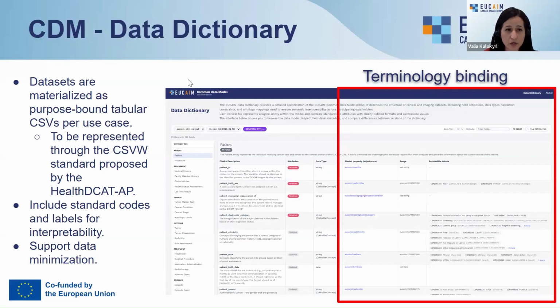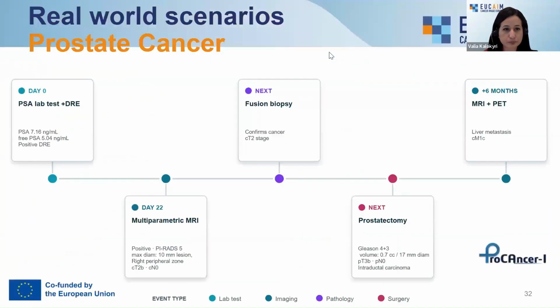So in EUCAIM, all our data sets are materialized based on this data model as, we say, purpose-bound CSV files. And they will also be represented using the CSVW standard that is proposed by the Healthcare AP. This is important because through that, we also support the data minimization principle from GDPR, because as you know, we do not expose the whole data set of a data holder, but a subset of the data set that is actually requested by a data user.